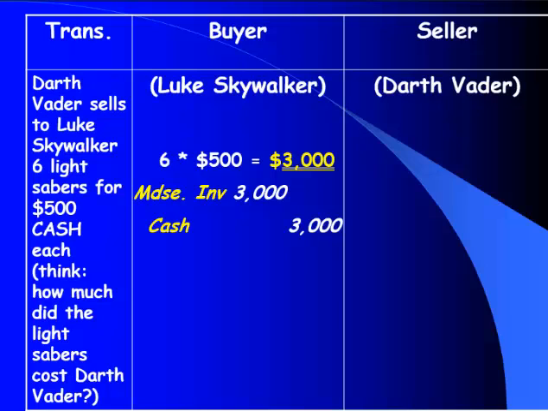Now I'm the seller. I have just sold 6 lightsabers for $500 each cash. What do I have more of? I have more cash. An asset goes up with a debit. What else do I have more of? More sales. Sales is revenue, and revenue goes up with a credit. So we're going to debit cash, credit sales.